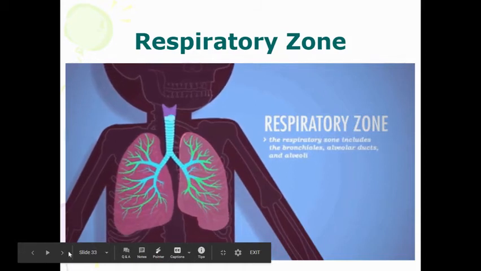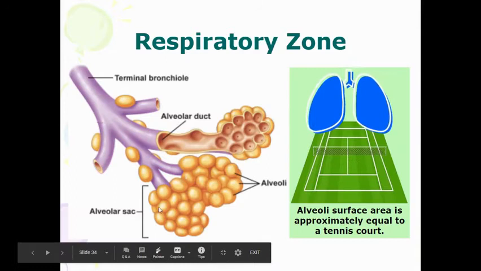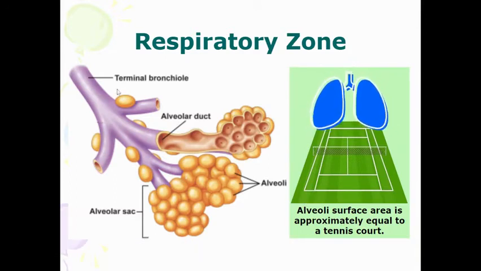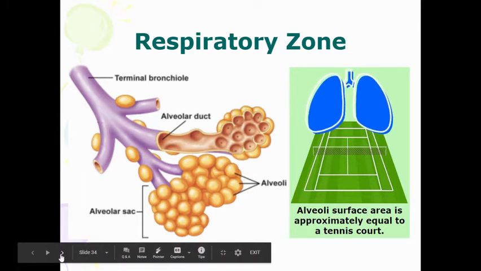So now we are into the respiratory zone. The terminal bronchiole would be the last part of the conducting zone, leading to the alveolar duct and the alveoli at the end. The alveoli surface area is approximately equal to a tennis court. So lots of surface area.